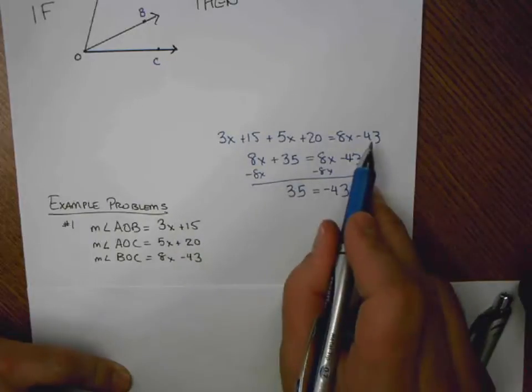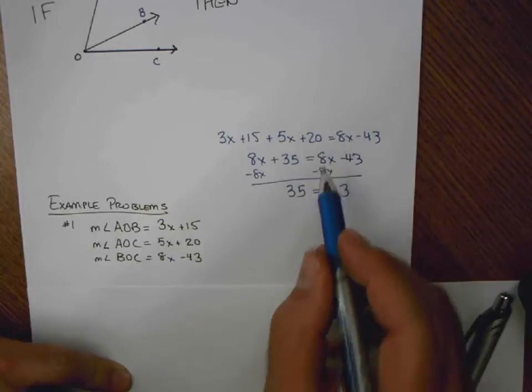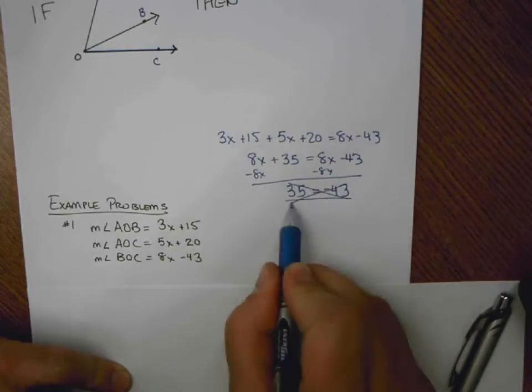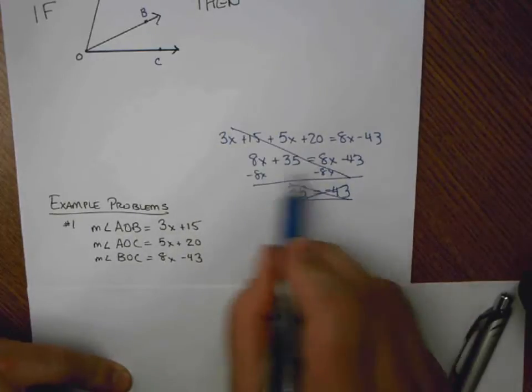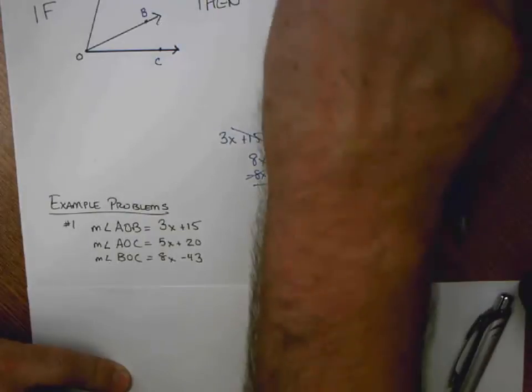Whenever I have an equation, what I'm really asking myself in solving it is, when is this true? In this case, this equation is only true when 35 equals negative 43, which is never. This was not set up correctly. Instead, I need to apply the angle addition postulate.